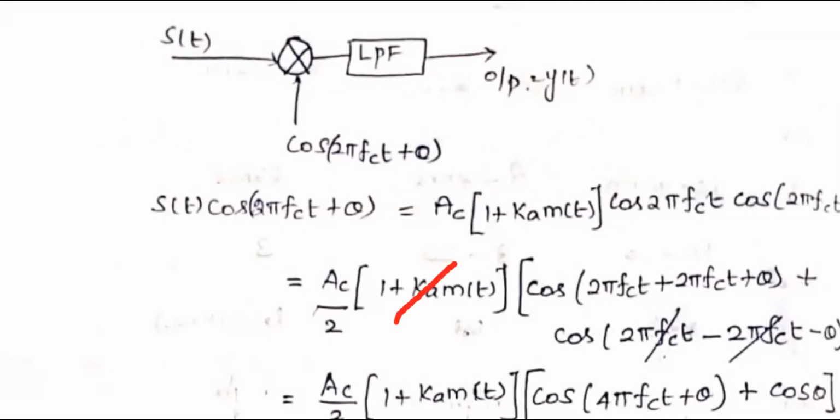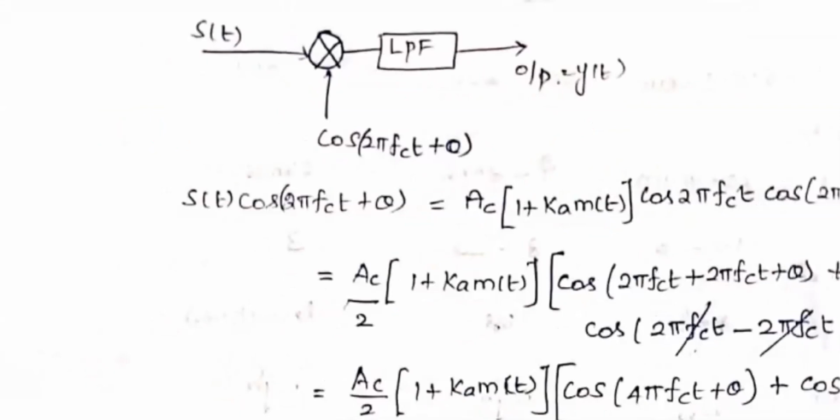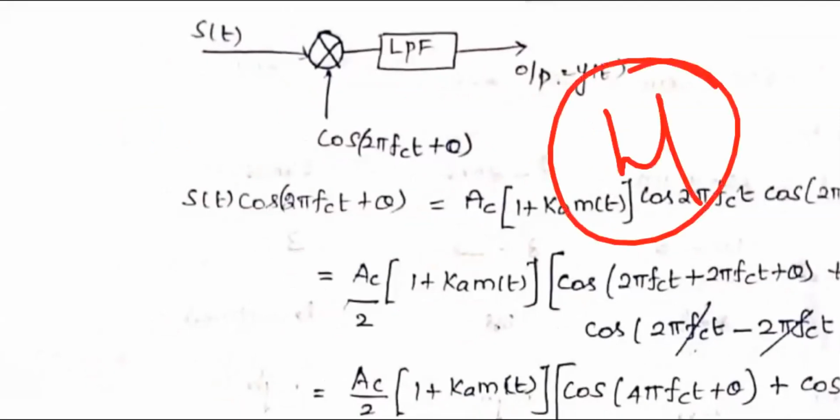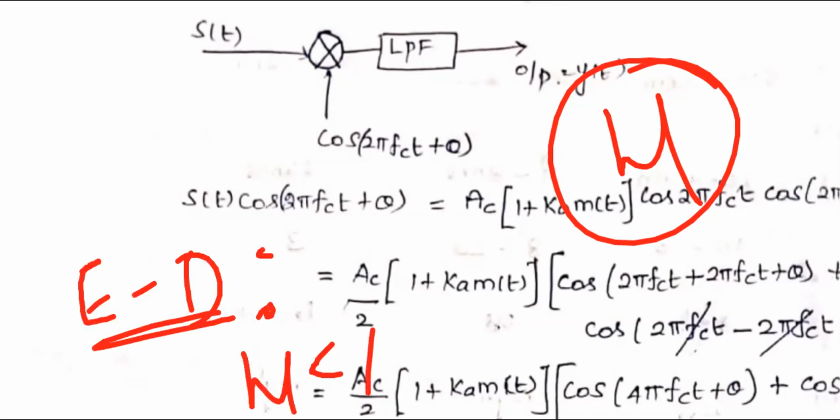Again, here we have not worried about any mu value, sir. In this process, we are not worried about any mu value. That means, in case of synchronized detection, mu can be anything. Mu can be less than 1, mu can be greater than 1. But if it is an envelope detector, mu has to be less than 1 only.